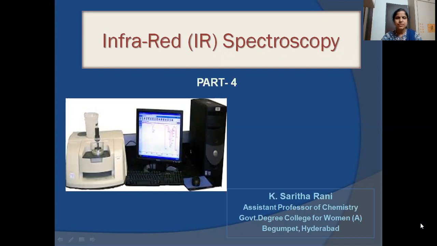So in our last class we have seen the vibrational frequencies of various functional groups. Till now we have covered the functional groups of OH stretching, NH, CH, C triple bond N, C triple bond C. So in this class we are continuing with the other functional groups.